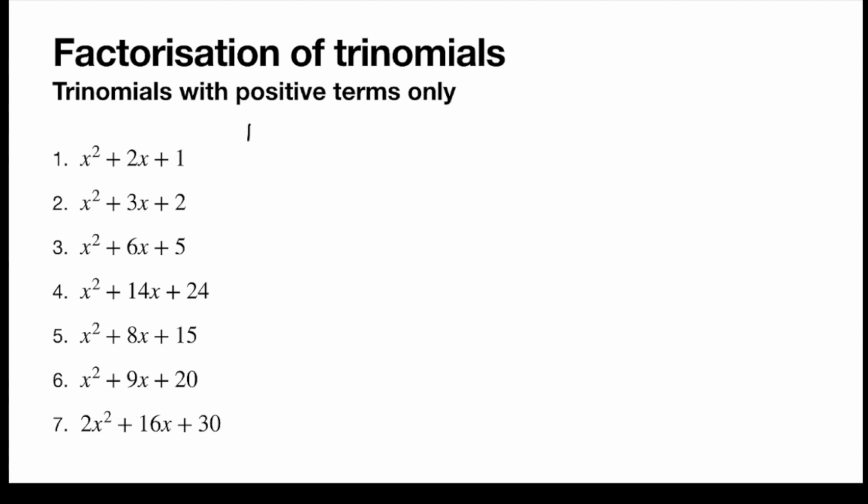Let's factorize number 1. So this is x squared plus 2x plus 1. The first thing you do, guys, is draw your two sets of brackets. Then use the first term. The first term is that term with the exponent of 2, so we call it the square term. So use that term, x squared. X squared means x times x. So you put one x here and you put the other x there. That is the meaning of x squared.